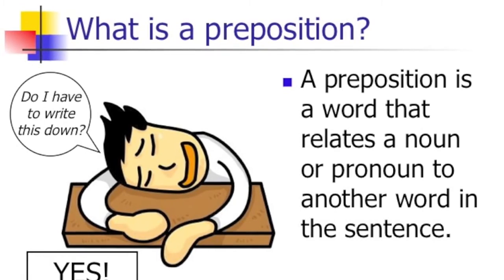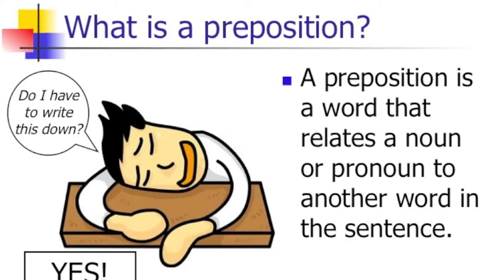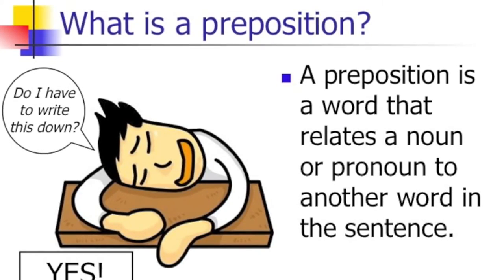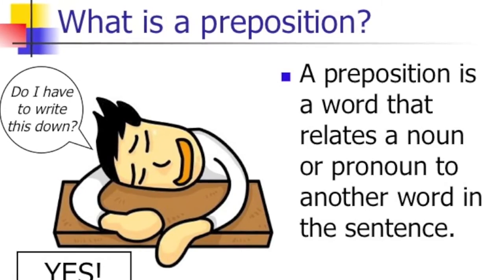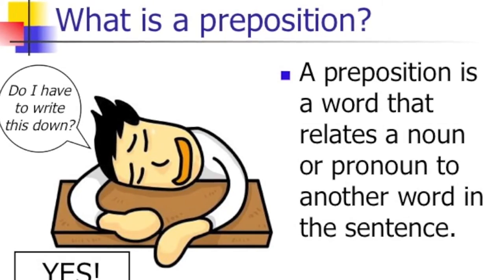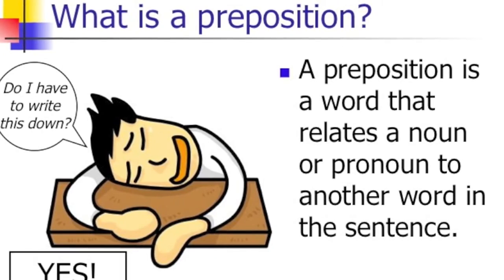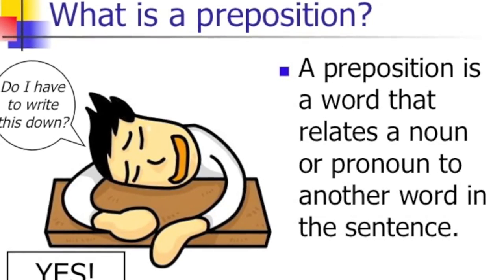We need to start with a definition. So, what is a preposition? Well, a preposition is a word that relates a noun or pronoun to another word in the sentence. Now, this sounds a little bit tricky, so let's get started by looking at some examples.